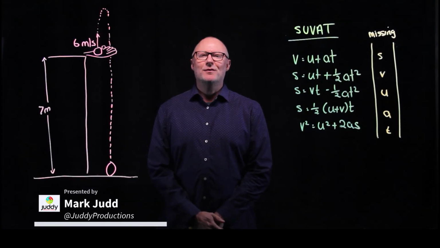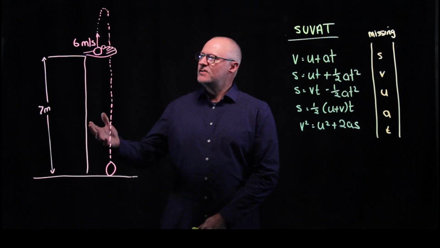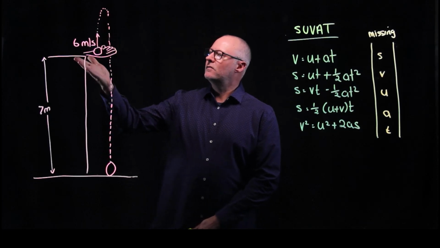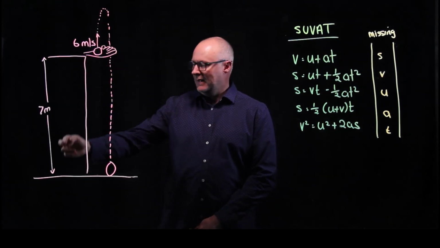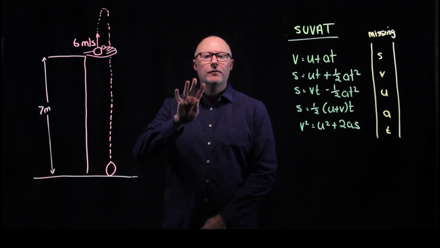Welcome to the second example of SUVAT equation applications with free-fall objects. In this second scenario, we have an object that's being projected upwards with a velocity of 6 meters per second at an elevated height of 7 meters above the ground.